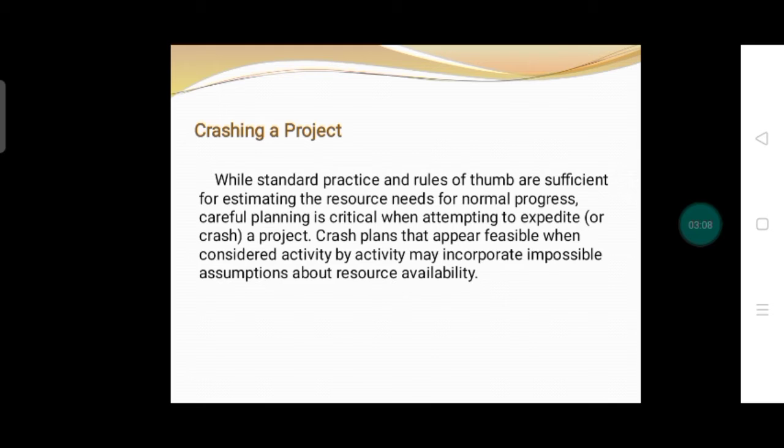So project crushing involves shortening the expected time taken for a project. Crushing a project is done by increasing the resources to the project, which helps make tasks take less time than what they were planned for. Of course, this also adds to the cost of the overall project.